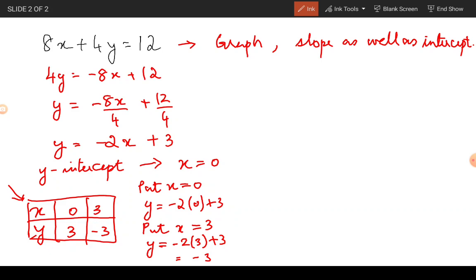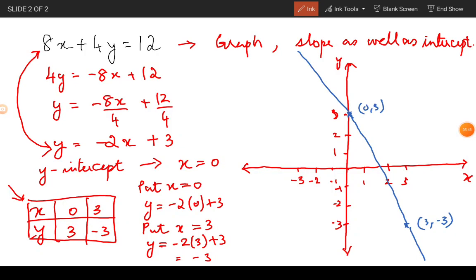Once I plot these 2 points on the graph, I take a ruler, join the 2 points with a straight line and extend it on either side, and that would be the function y equals minus 2x plus 3, or 8x plus 4y equals 12. Since this has come from the original equation, both represent the same function. I'll just plot it and show you. So here is the graph which has been plotted.